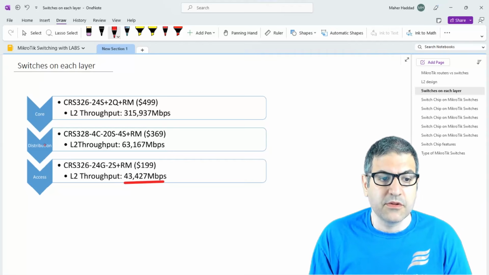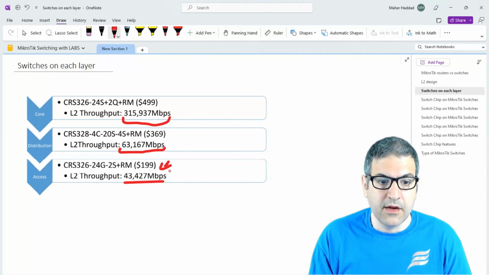And then if you want to use distribution, you can go for this switch, CRS328. You see that the throughput is a bit higher. And if you want to use the core, then you use this 326/24S+2Q+RM. You can see it gives you way more speed or throughput than the one over here. All right, so again, it depends. Also, you can look at the price. You see the price is also different.